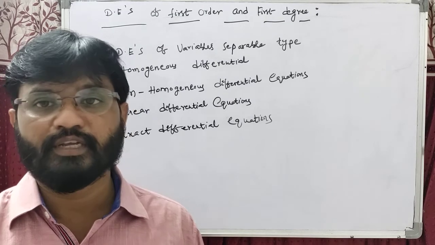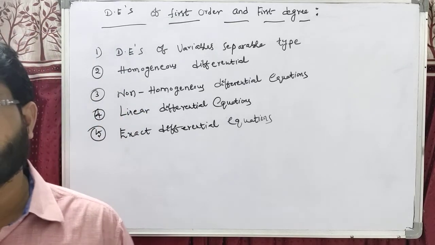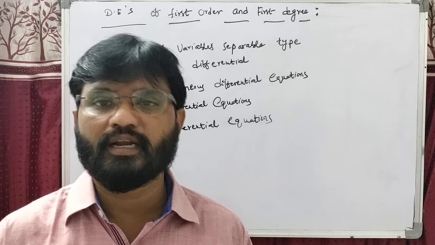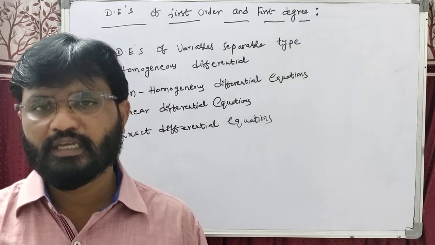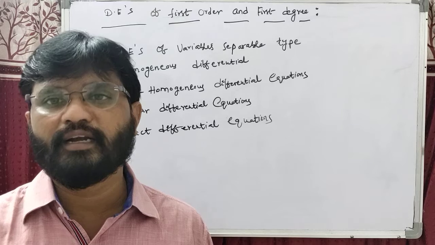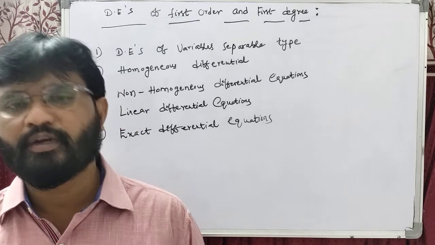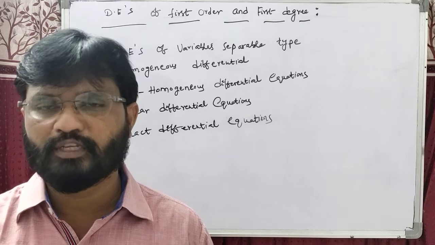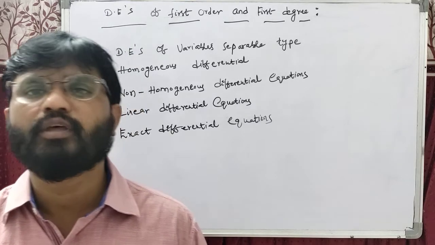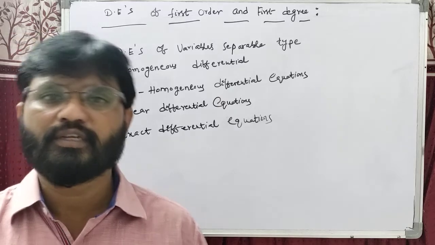Suppose the given equation is ax² + by² = 1, where a and b are arbitrary constants. Then we take the second order derivative. That means we take the first derivative, and after that we differentiate again with respect to x. So we can remove a and b from that equation, and we get the differential equation.